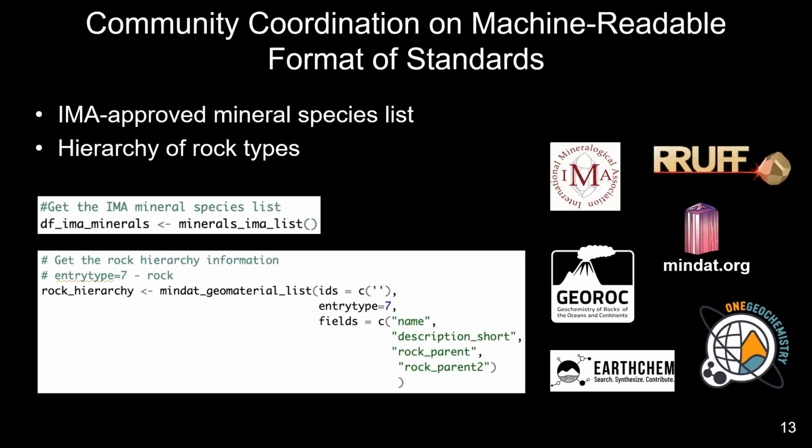And we have also collaborated with some other open data portals like RAF, GeoRock, and EarthCam, because sometimes on their data portal, they need those kind of standardized lists, like the mineral name list or the hierarchy of rock types. And now from the MinData API and also the R and Python package, we can easily output those kind of vocabularies, or sometimes we call them knowledge graphs, for the other open data portals to use.